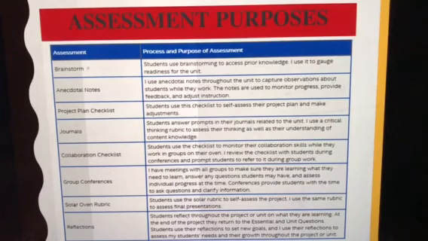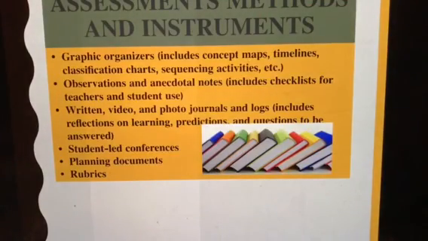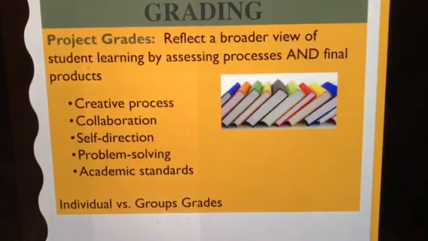Also, with journals, for example, students answer prompts in their journals related to the unit. You can ask critical thinking questions to assess their thinking and their understanding of the content knowledge. So these are some of the things that we use for assessment purposes. Assessment methods and instruments include, for example, graphic organizers, observation and anecdotes, written, video or photo, student-led conferences during presentation, and also some of the planning documents and rubrics that they have.